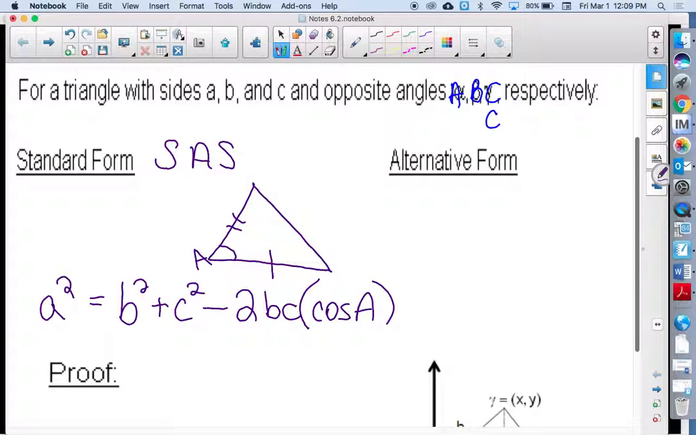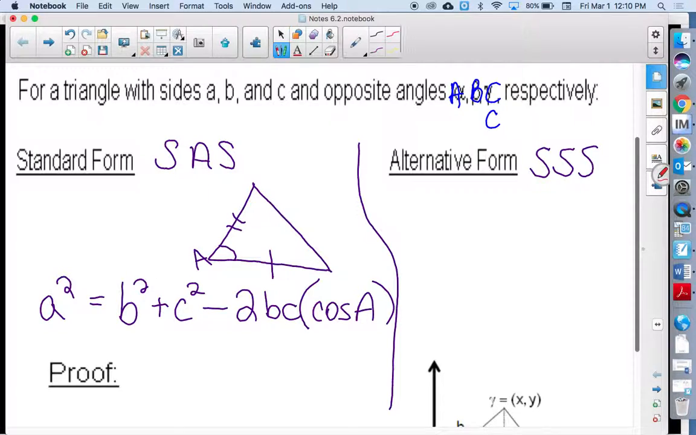So the other form, which is called the alternate form, would be for side, side, side. Which if it's side, side, side, you have all three sides. But remember, the smallest two sides have to be greater than the third side for that triangle to exist. So take a peek at the three sides that you're given. Make sure the two sides that are smallest are bigger than the third side.